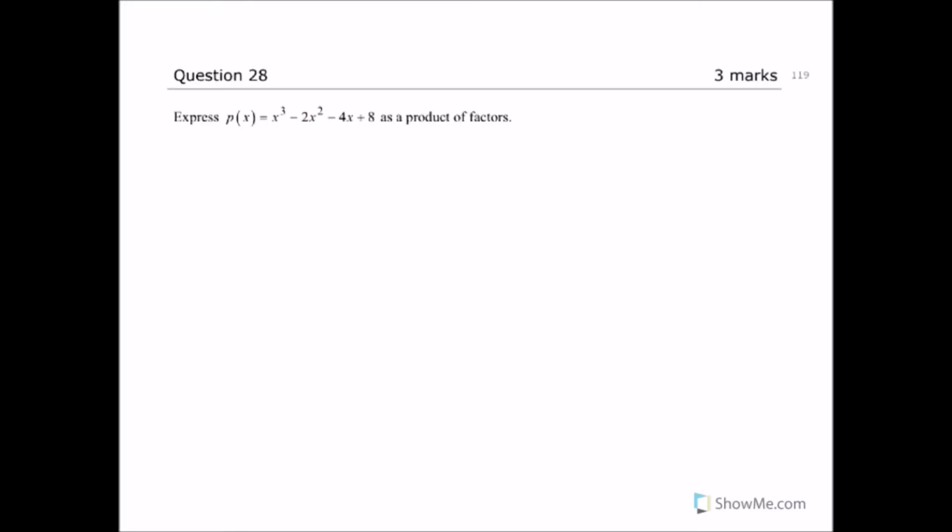28. Write P of x as a product of factors. So we've got a polynomial in standard form. We want it in factored form, so we need to look at the factors of 8: plus or minus 1, plus or minus 2, plus or minus 4, and plus or minus 8. Plug them in until we find one that equals 0. So I'm going to look at 1. You should be able to do it mentally.